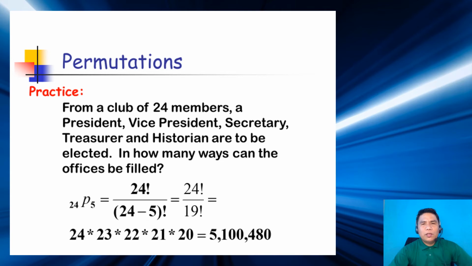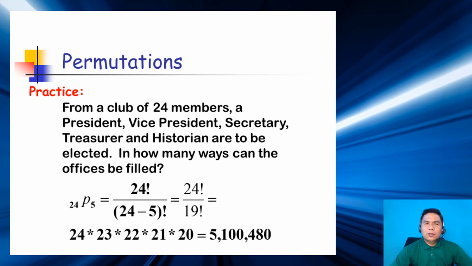From a club of 24 members, so there's a club, 24 members, meron ito. A president, vice president, secretary, treasurer, and historian are to be elected. How many ways can the offices be filled? So from the 24 people, you are to elect president, vice president, secretary, treasurer, and historian. So you can have that in permutation. Why is it permutation? Because order is important here.